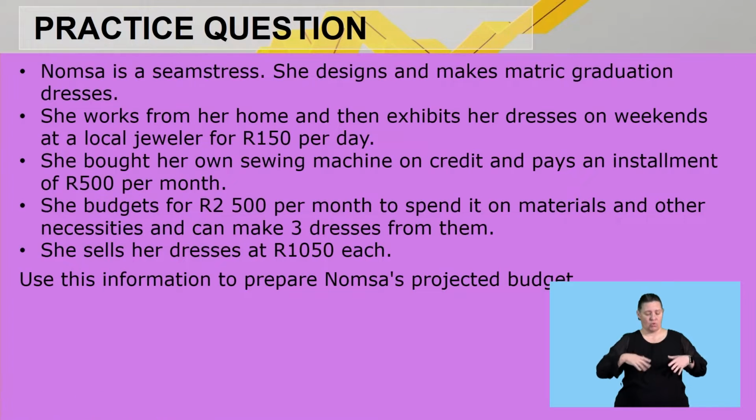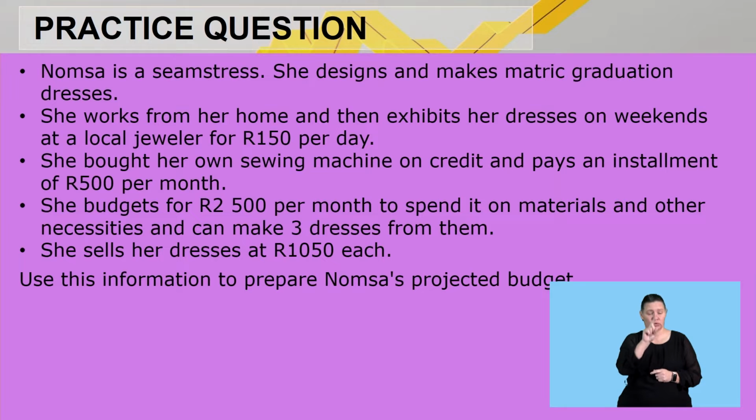Nomsa is a seamstress. She designs and makes matric graduation dresses. She works from her home and then exhibits her dresses on weekends at a local jeweler for 150 Rand a day. She bought her own sewing machine on credit and pays an installment of 500 Rand per month. She budgets for 2,500 Rand per month to spend on materials and other necessities, and then with that she can make 3 dresses. She sells the dresses at 1,050 Rand each.